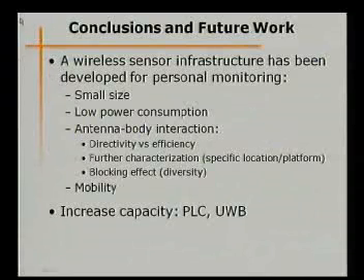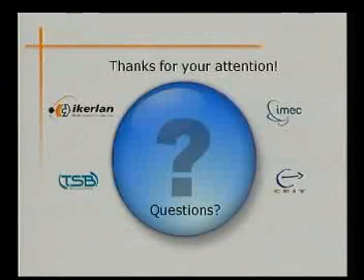So as a conclusion, a wireless sensor network infrastructure has been developed for personal monitoring, taking into account small size, low power consumption, antenna body interaction, and mobility. For the antenna body interaction, we have seen the trade-off between directivity and efficiency. It's possible to further characterize the device for a specific location or platform, and we also saw the blocking effect of the body, which could be solved with some diversity system with 2 antennas on the 2 sides of the body. Future work also includes power line communications and ultra-wideband for this network.